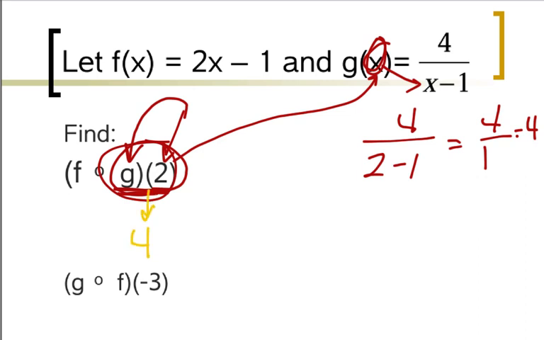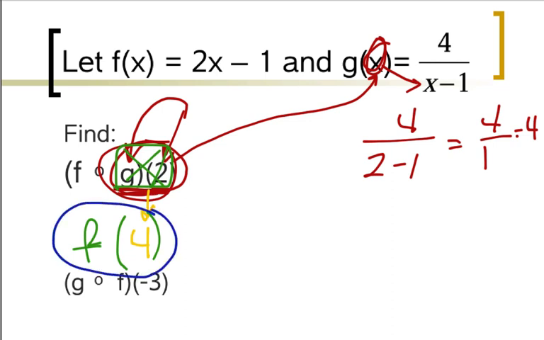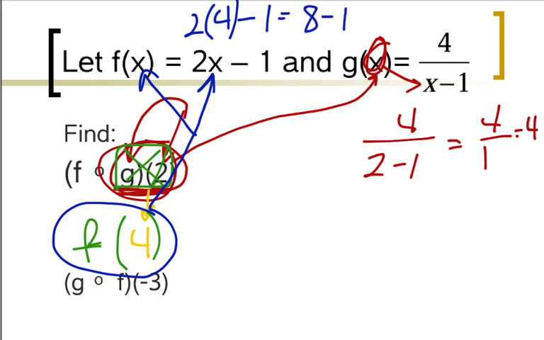Now I take this g of 2 part and I can cross it out and replace it with a 4. Now I want f of 4. So this hard-looking problem just turned into really f of 4. In other words, I'm supposed to take 4 and plug it in for x in the f equation. So that makes 2 times 4 minus 1. 2 times 4 is 8, minus 1 is 7. So my answer is 7. It's just a two-step problem where you put the number into the first equation, take that answer, and plug it back into the other equation.